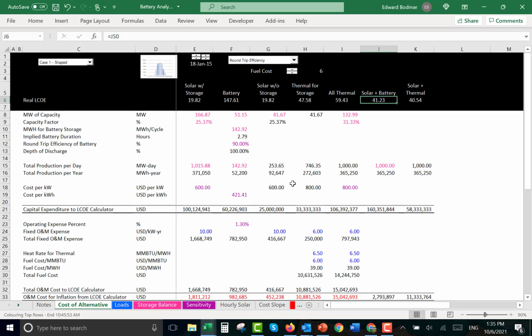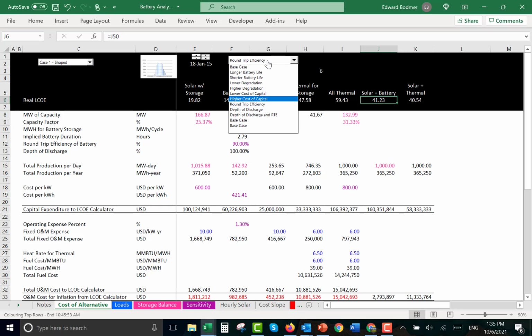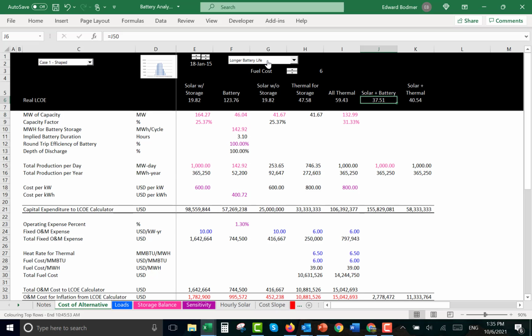if our load is shaped and is not just flat, then the solar plus the battery is beating us. It's lower. That's wonderful news. And if we have a longer battery life, it can be really good. But if we have a very flat load, then the thermal is winning.